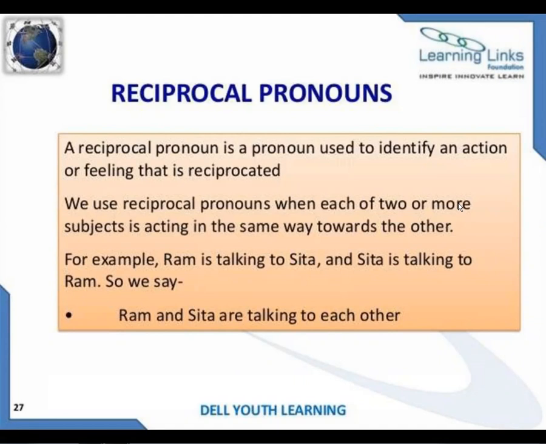Each other. They are helping each other. They are both blaming each other. They looked at each other and took a deep breath before they entered the abandoned building. Very good, Hiba. Ali and Abdullah are sharing stationery with each other. Very good, Abdur Rahman. Very good. I really appreciate your participation.